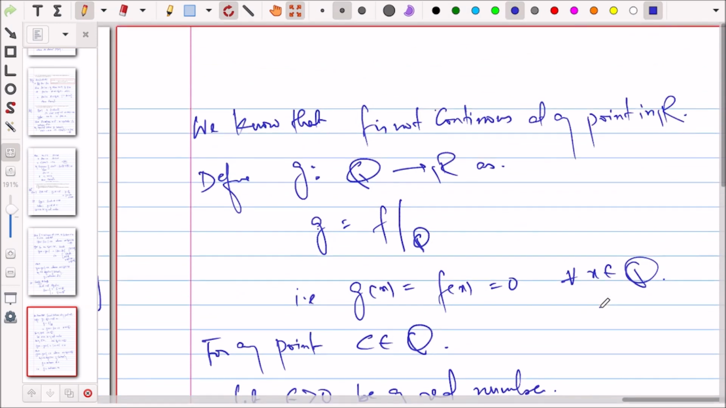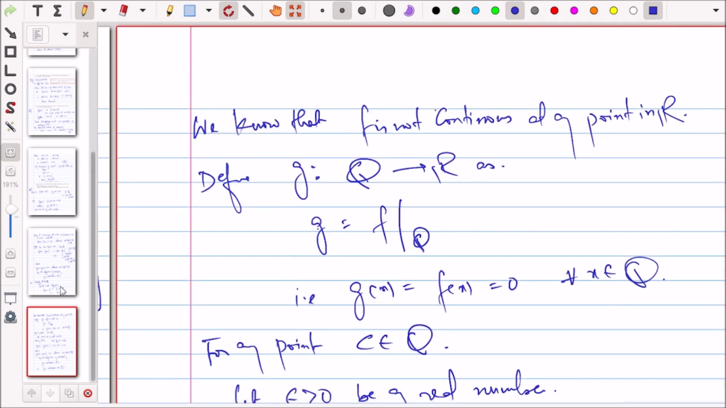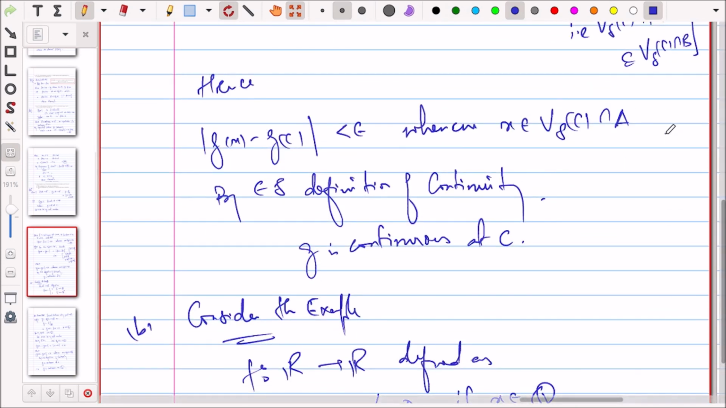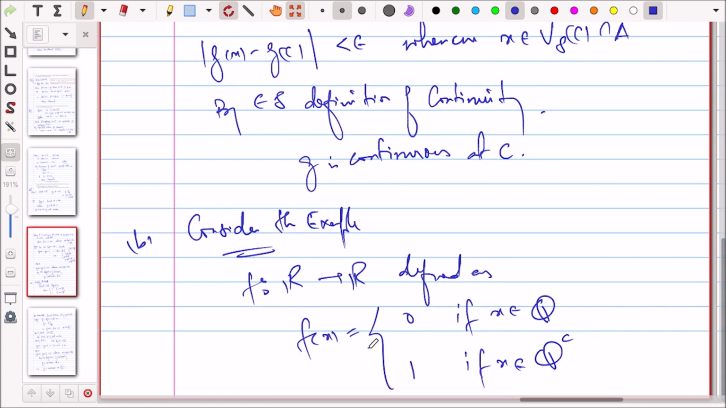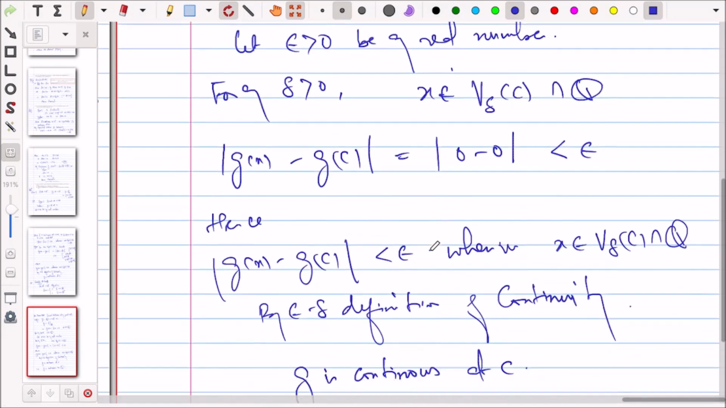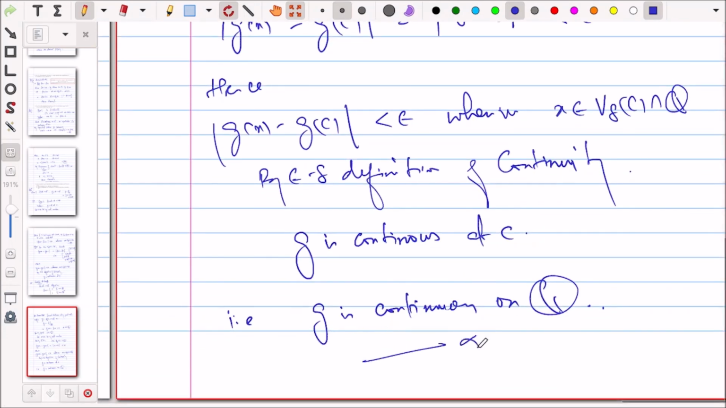You can define more functions like this. You have to restrict your function, because this property has to be satisfied with the intersection with the domain. This function f is not continuous anywhere in the domain, but the function G, which is the restriction of f on Q, is continuous on Q. This is how we can have this result. You can define more functions like this as examples for this question, and you should try defining 3-4 different types of functions like this.